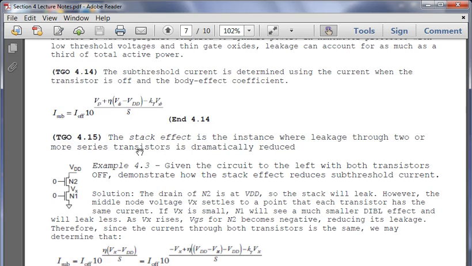It's 12:15, so I should dismiss you. We'll end at 4.14, so I'll go 4.15 because I just described stack effect. But I will email this out. This is not due until next Thursday, because Tuesday is your take-home exam. Yeah, the DIBL coefficient.